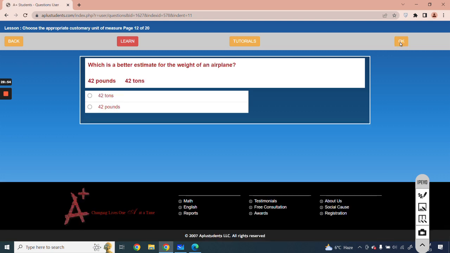Okay, which is a better estimate for the weight of an airplane? 42 pounds or 42 tons? Yes, pounds is a smaller unit, so it would be 42 tons. Just select the correct option and click on the OK button.